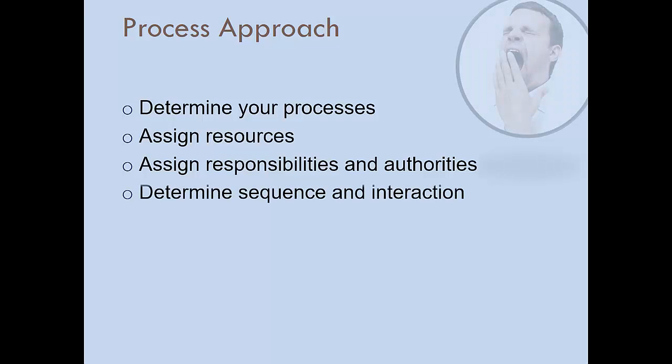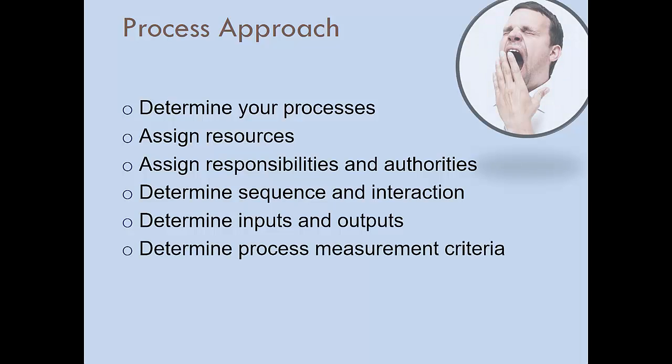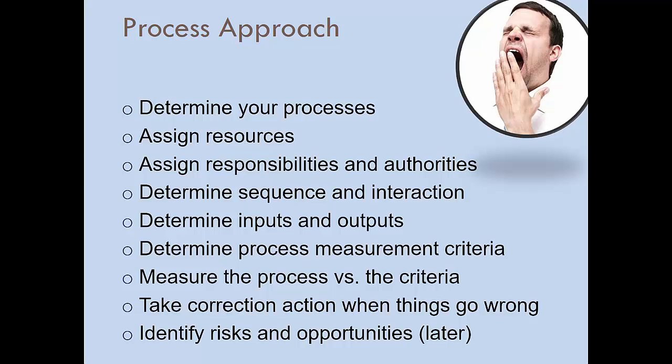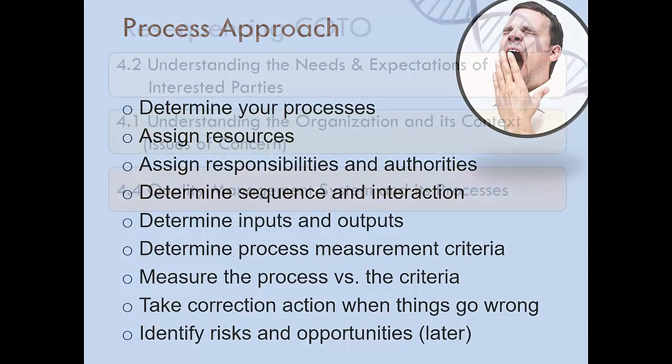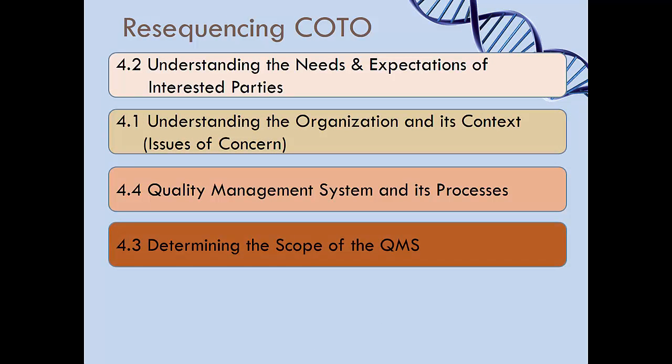And if you recall, process approach requires that you first determine your processes and then assign resources, assign responsibilities and authorities, determine the sequence and interaction of those processes, determine your inputs and outputs, determine process measurement criteria, measure the process versus the criteria, take corrective action when things go wrong, and then identify risks and opportunities later. Now, you've all been through this a million times, so we're not going to talk about this right here. So that's it for 4.4. Okay, all of your old process approach stuff applies here. You would inject it there.